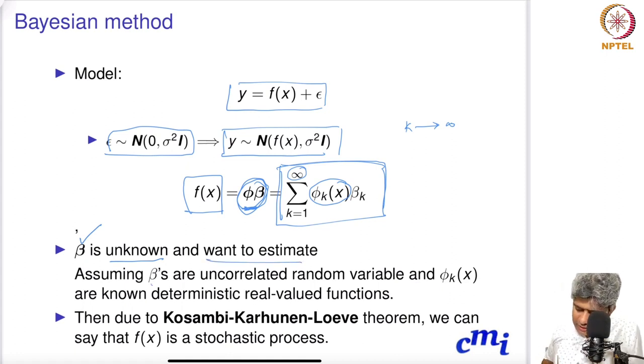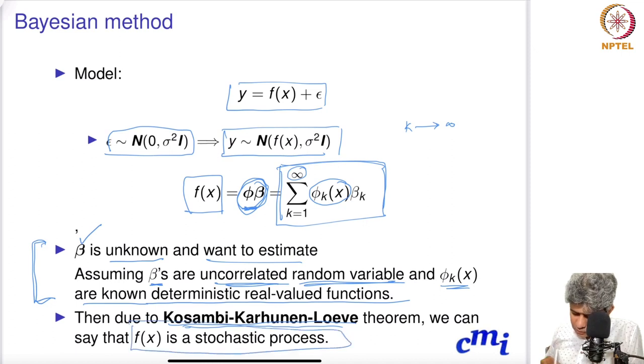Now, assuming that the betas are uncorrelated random variables, and phi k of x are known deterministic real valued functions, if you make these assumptions, then there is a theorem, the Kosambi-Karhunen-Loeve theorem. We can say that f of x is a stochastic process. What does it mean? The word stochastic is German for probabilistic. Essentially, for each value of x you will get a properly defined probability distribution. That is called a probabilistic process, or in German, a stochastic process.